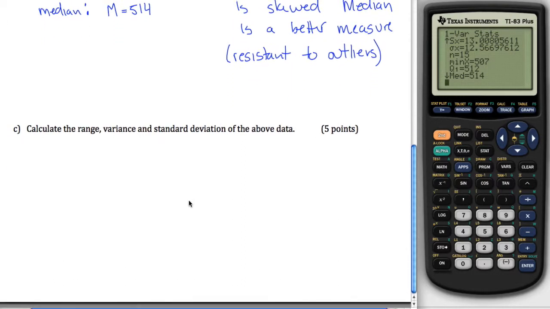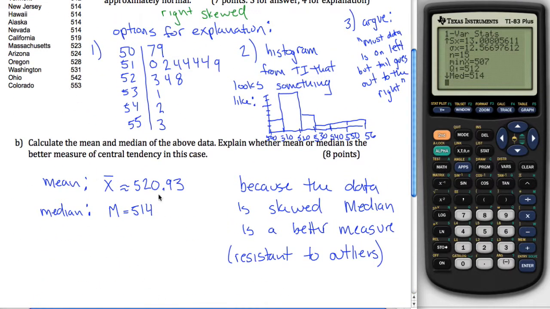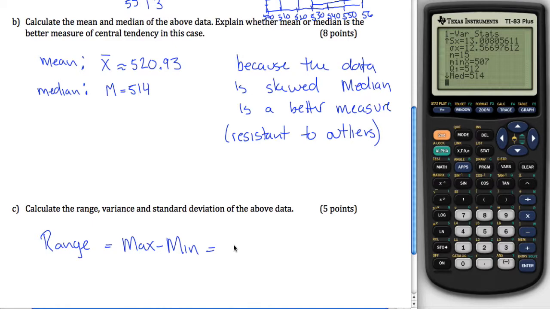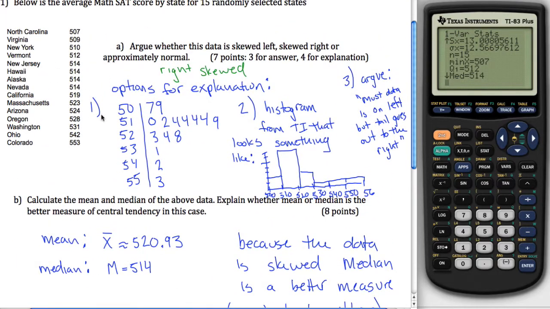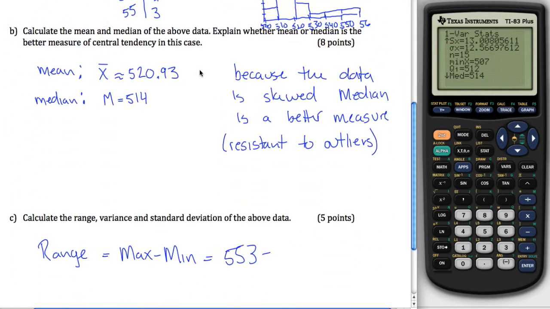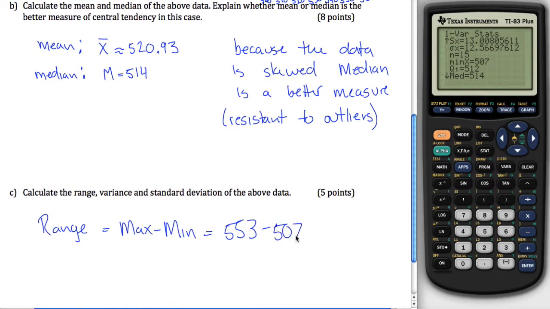All right, calculate the range, variance, and standard deviation of the above data. All right, the range is the easiest one. You just take your largest number and you subtract your smallest number. So in this case, Colorado had the smartest SATs, 553. And the smallest, it looks like it was North Carolina, which was 507. And so if you do 553 minus 507, you get 46. And that's your range.